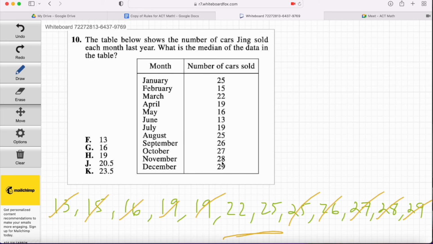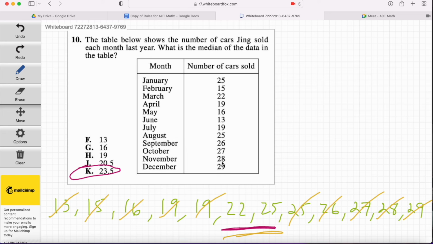So we just got to find the mean of those two. What's the mean of 22 and 25? I don't even think we need to calculate it. Look at the answer choices. We know the right answer has to be between 22 and 25. So what's the right answer? It's got to be K, right?